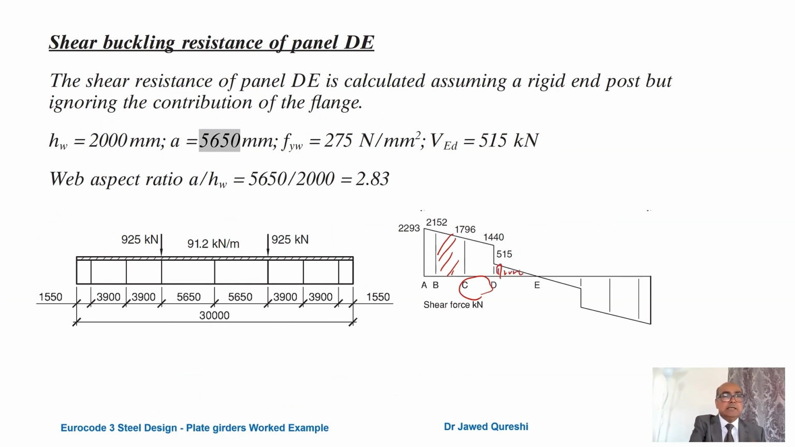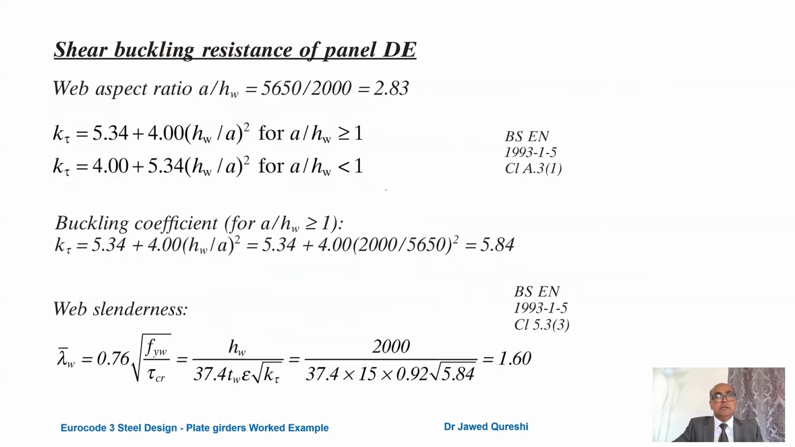For panel D and E, you will see that the distance between stiffeners is 5650. FYW is same. VED now is 5154 kilonewton for this panel. And web aspect ratio is 2.83, which is greater than 1. It means that we will be using again the first formula. If we put all these values here, the only thing changing is A, which is 5650. We get 5.84 for K tau.